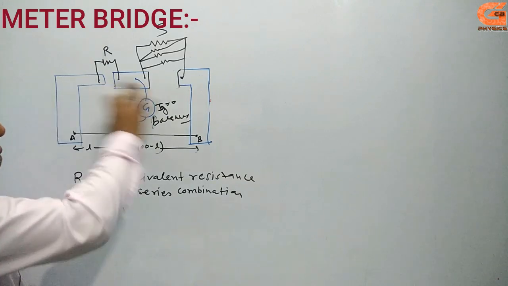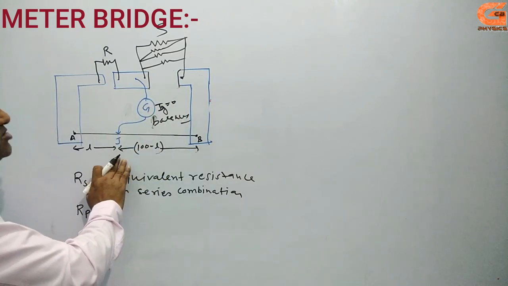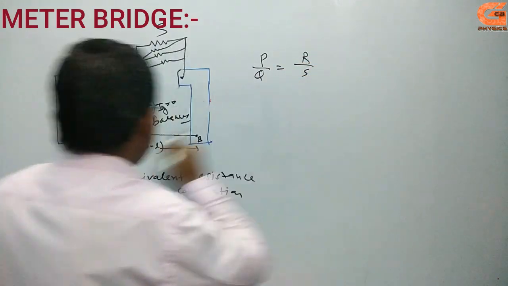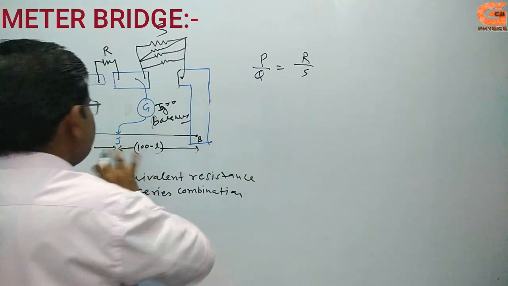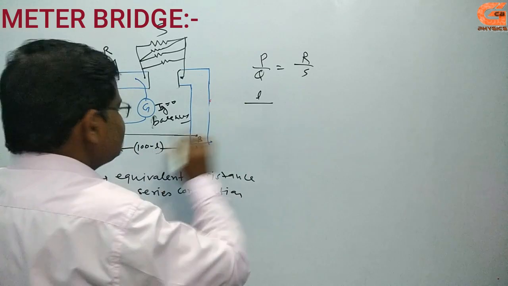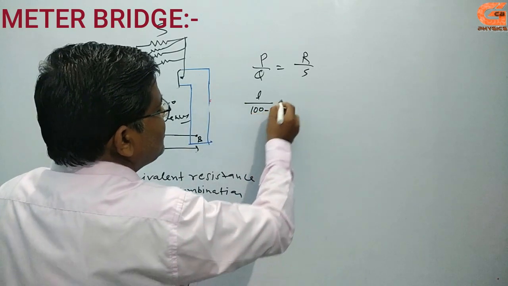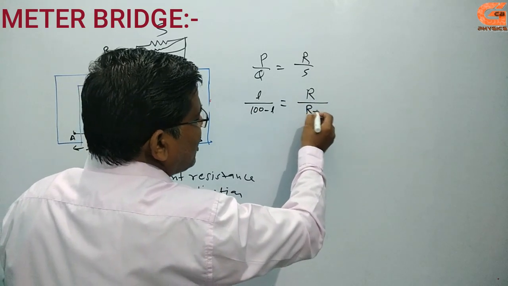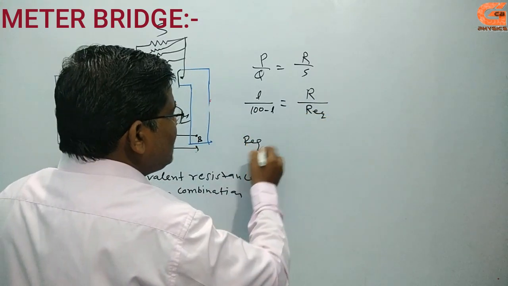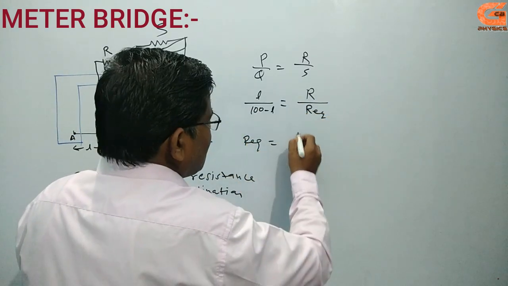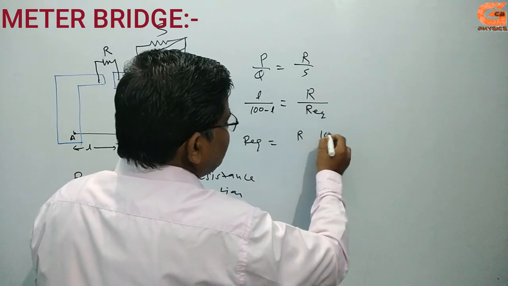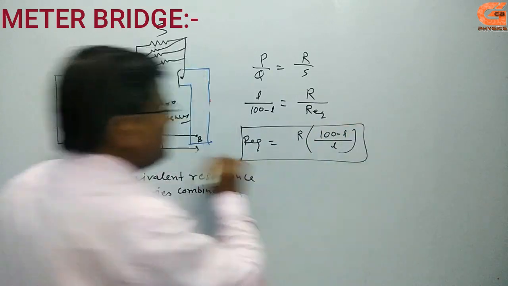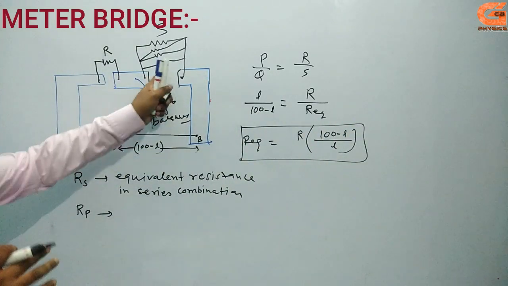Then after finding the balance point, you use P by Q equal to R by S, where P is L, Q is 100 minus L, R is the known resistance, and S means R equivalent. Then R equivalent is equal to R by L, that is 100 minus L by L. Either it is series or parallel, it doesn't matter.